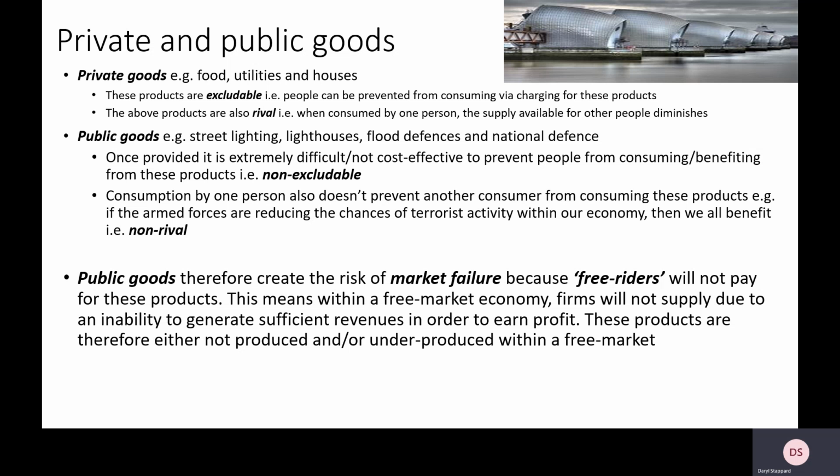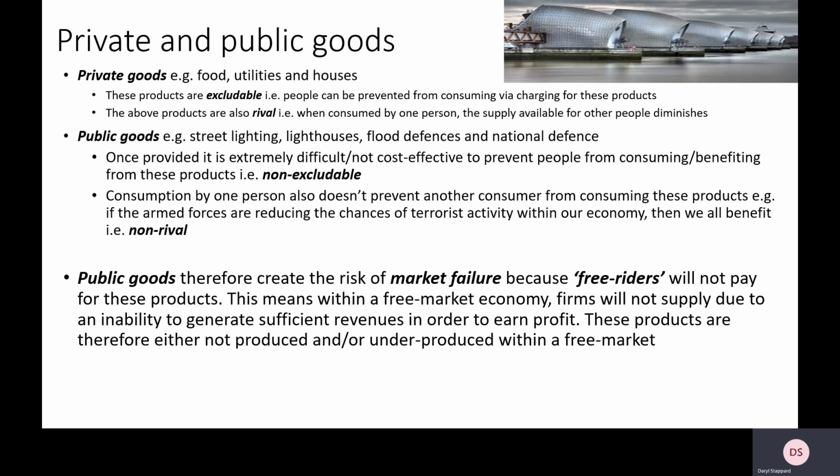And you've got the examples here that I mentioned before: street lighting, lighthouses, flood defences and national defence. Once these things are provided, it's extremely difficult, or just not cost effective, to stop people benefiting from them for free. They're non-excludable. So once street lighting is provided, how do we exclude people that haven't paid for it? Very, very difficult to do. Once the armed forces have been provided, we all benefit from the security that they provide for us, whether we've paid or not. It's not really cost effective to prevent people who haven't paid from benefiting from it.